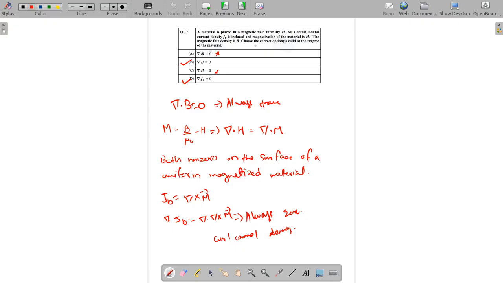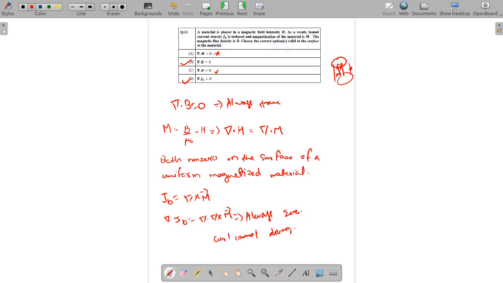A material is placed in a magnetic field intensity H. As a result, bound current density JB is induced and magnetization of material is M. The magnetic flux density B. Choose the correct relation valid at the surface of the material. Okay, so maybe you have a cylinder or something with a permanent magnetization inside. So they are asking about what happens on the surface.